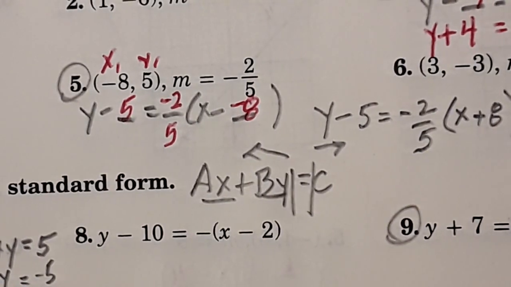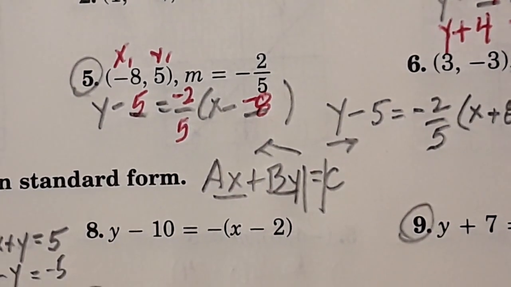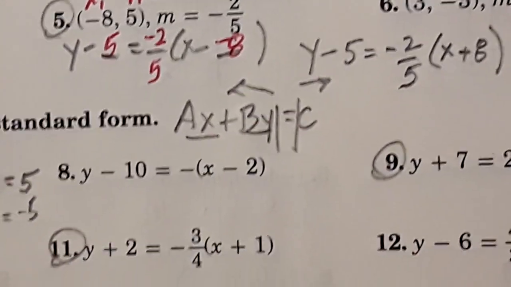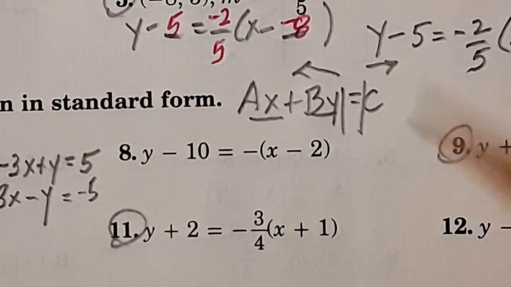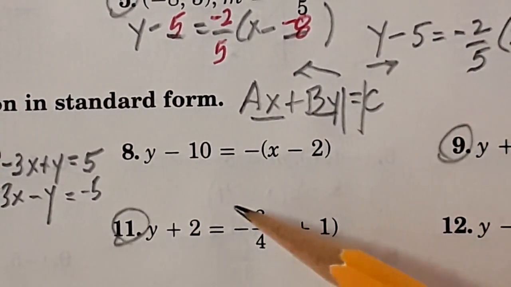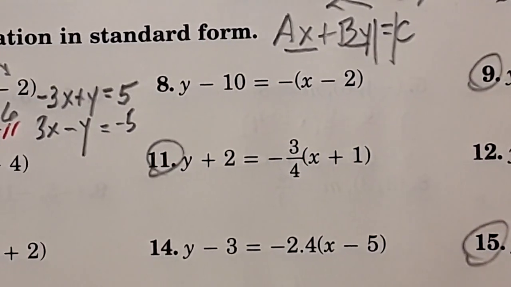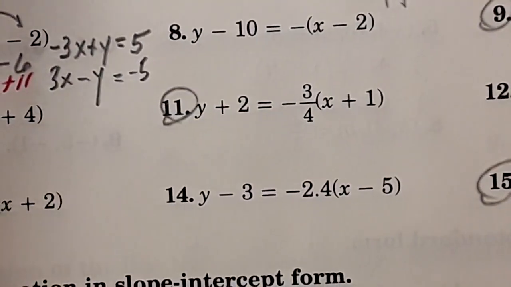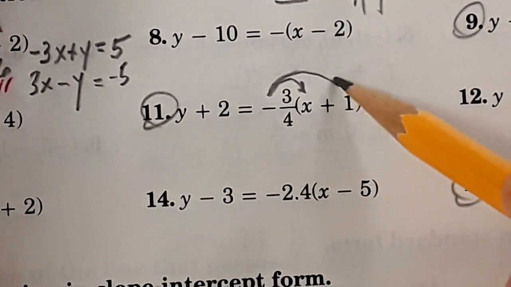Anthony? 11? 11. Are you guys set for 5? Okay, 11 is down here. 11 we must put again in standard form. So we need to simplify, then move the x's to the left and the numbers to the right. So the first step is distribute. This times this times that.